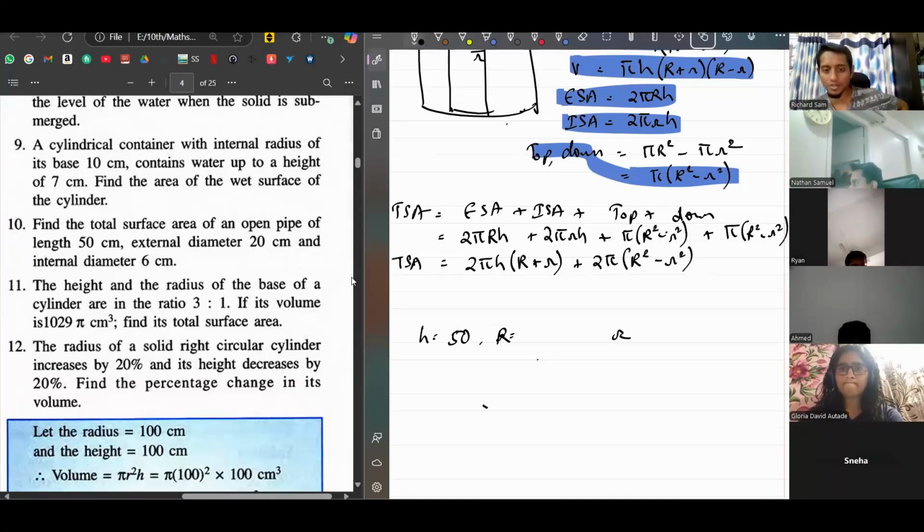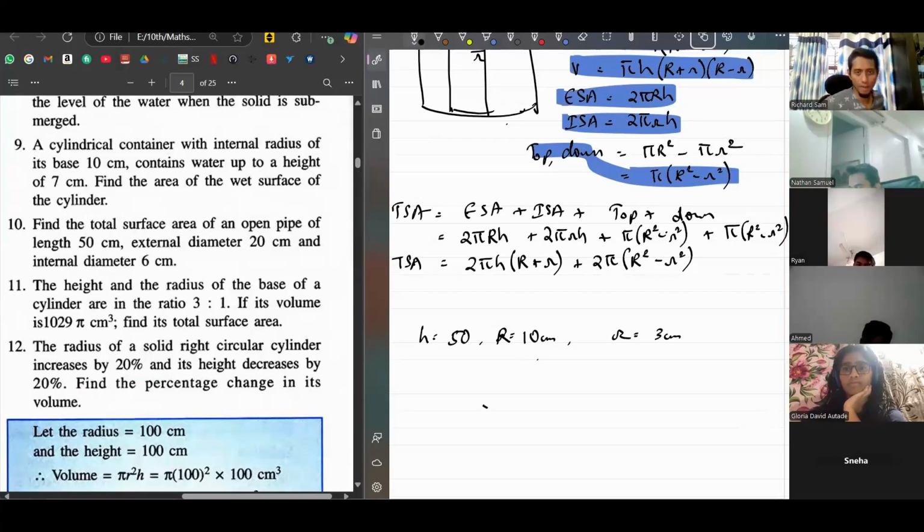External radius will be how much? 10 centimeter, half of diameter. And internal radius will be 3 centimeter. That's all we need, right? H, capital R, small r. You have to put in this formula and solve it. Do it fast. It should take you around 2 to 3 minutes. Do this question quickly. Question number 10.